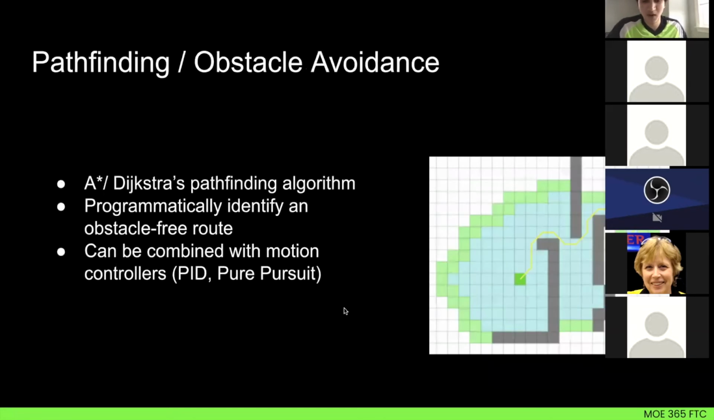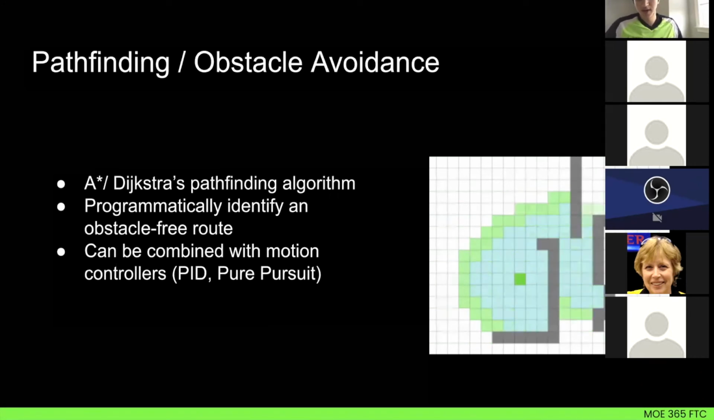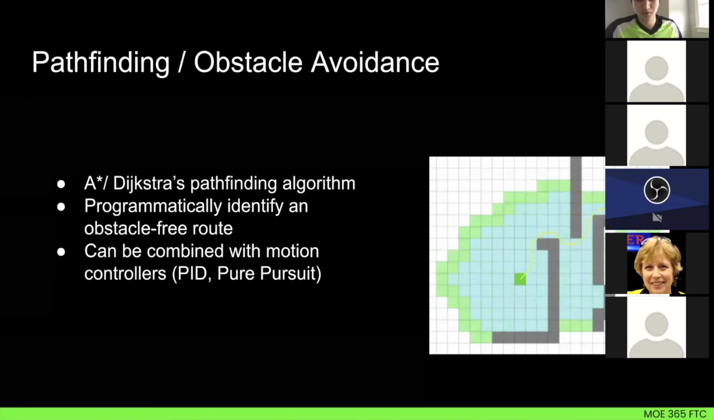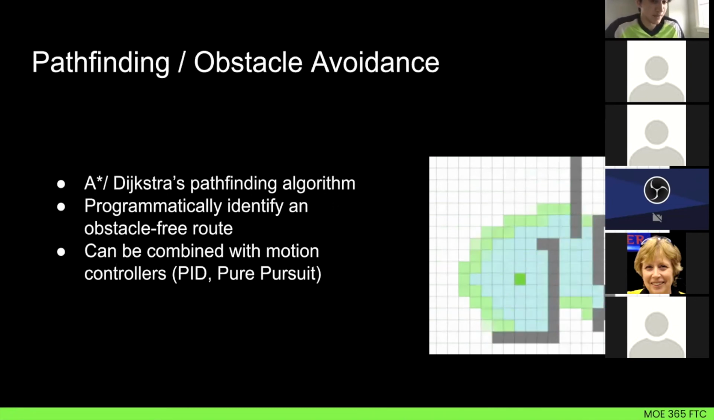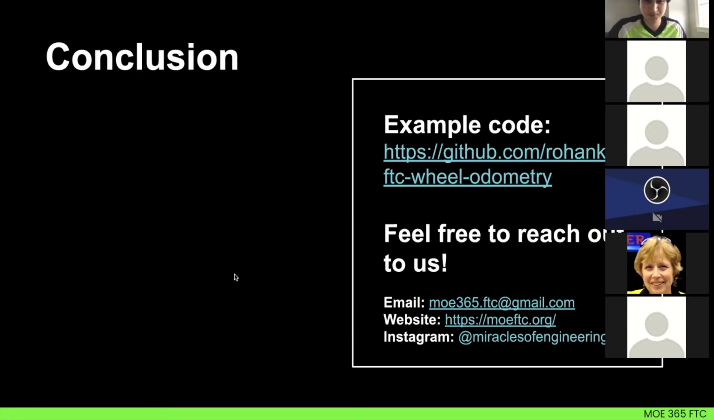You have pathfinding or obstacle avoidance. These are algorithms that let you programmatically identify routes to different destinations. And instead of having to program your robot, telling it whether you have to move forward, move left, move right to reach a certain point, the robot will figure it out on its own from wherever it is on the field. And it can be combined with motion controllers like PID or pure pursuit.